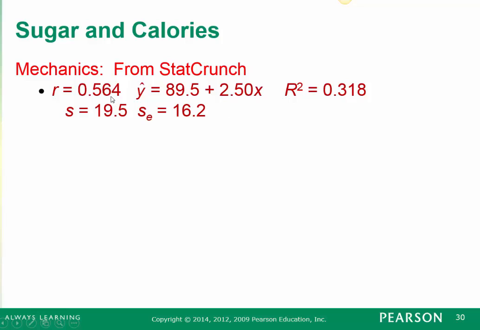The correlation was 0.564. Here's my regression equation. Here's my R squared. Now notice R, if you square it, you get R squared. There's your standard deviation on Y, and then there's standard deviation on your residuals. Notice that it's gone down, which is what we expect to see. When we fit the model, we take variation out of Y based on the fitting of the model.